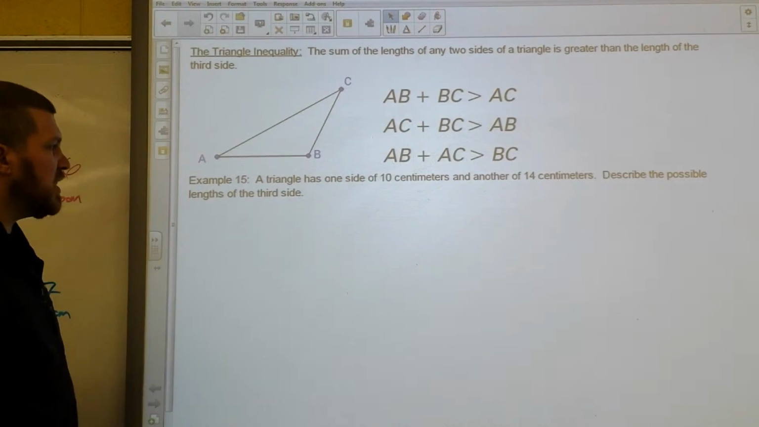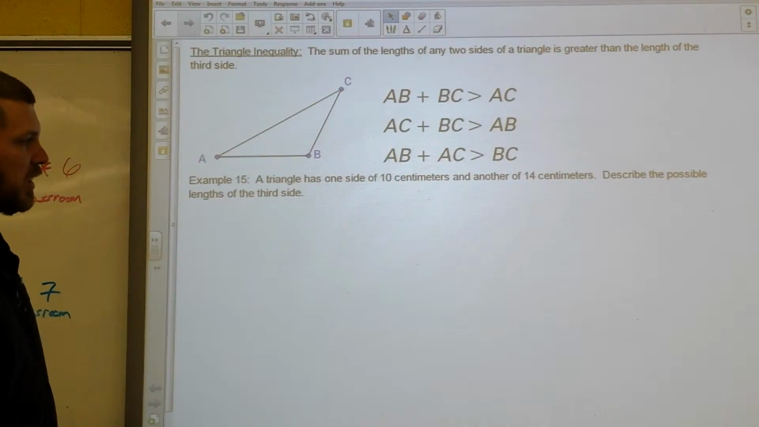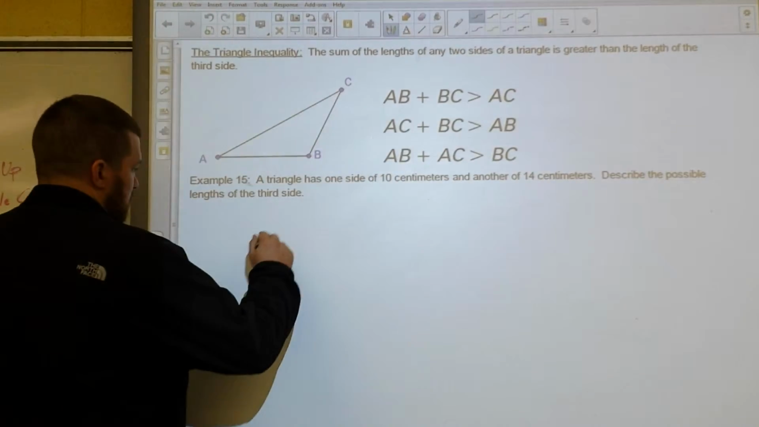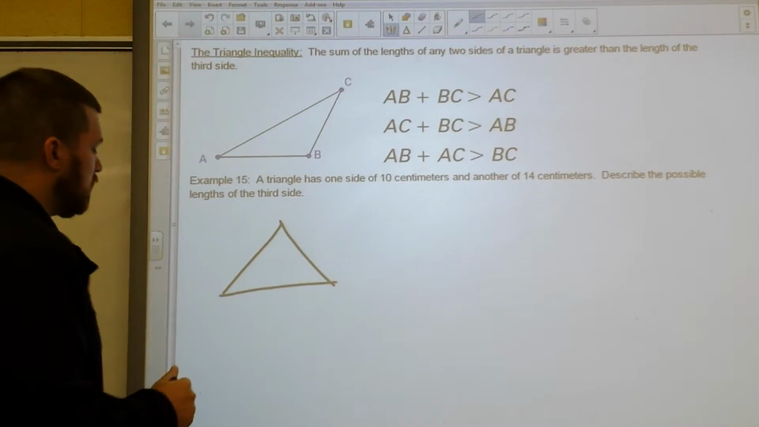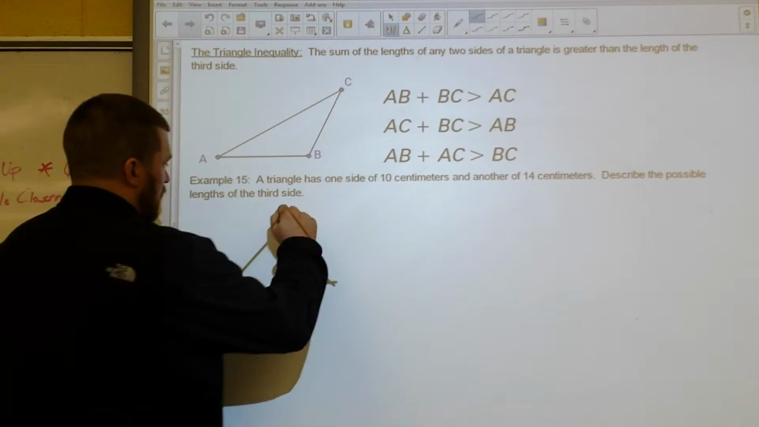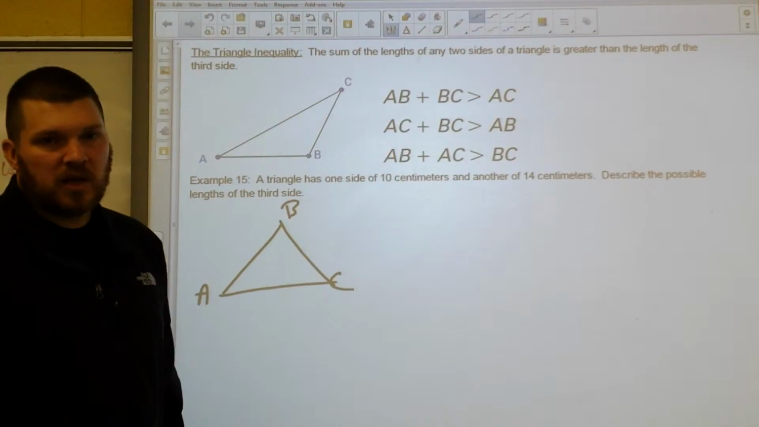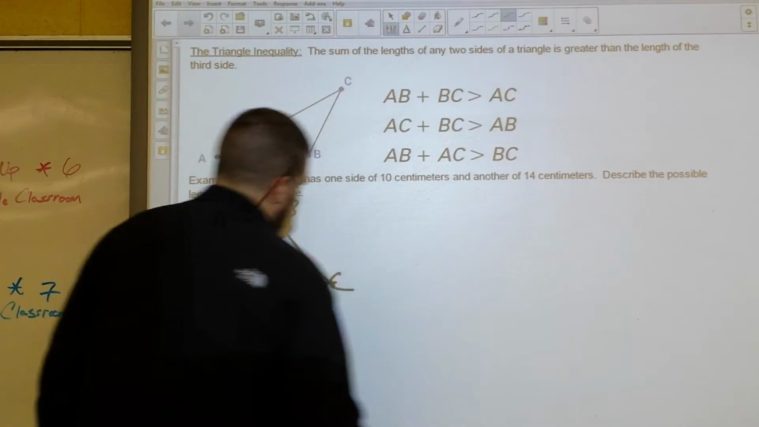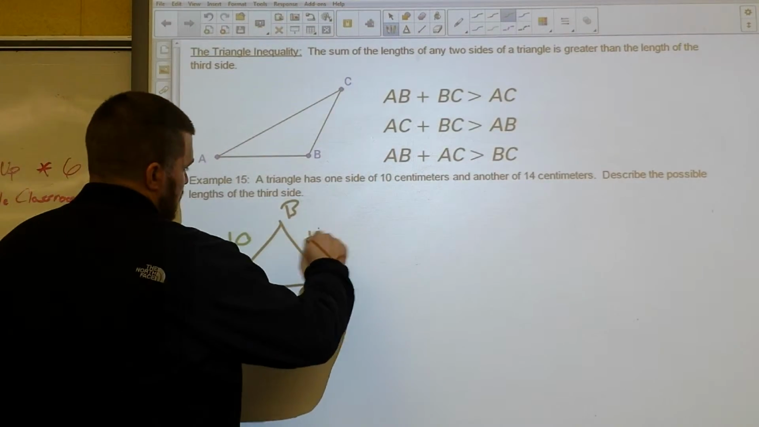So in example 15, a triangle has one side of 10, another side of 14. We want to describe possible lengths for the third side. Okay? So let's start by drawing a sketch. We're told that we have a triangle, and I'm just going to call this triangle ABC. You don't have to draw the same triangle I have, just as long as it is a triangle. And we know that one side is 10. I don't know which side, so I'm just going to pick. So this side is 10, another side is 14.